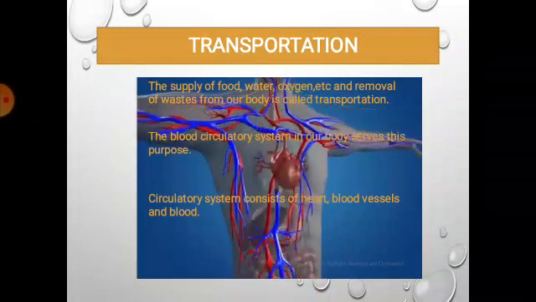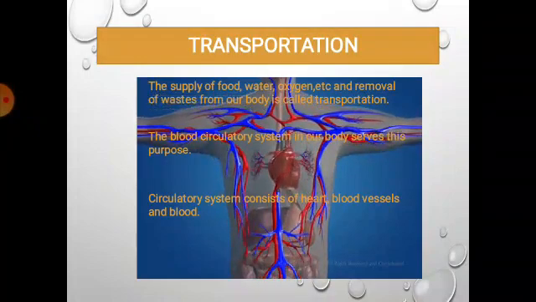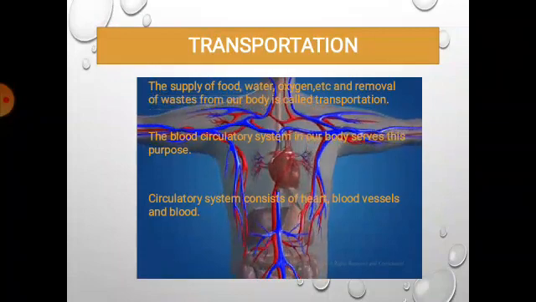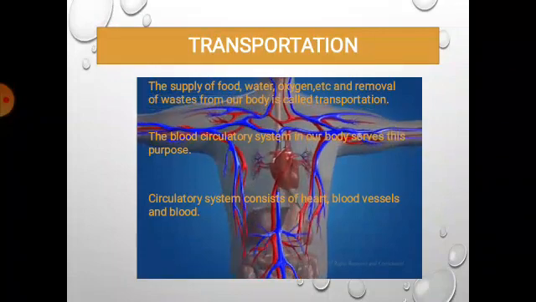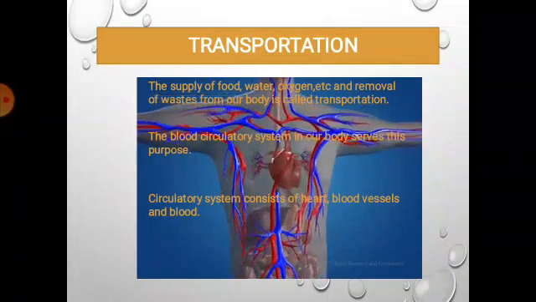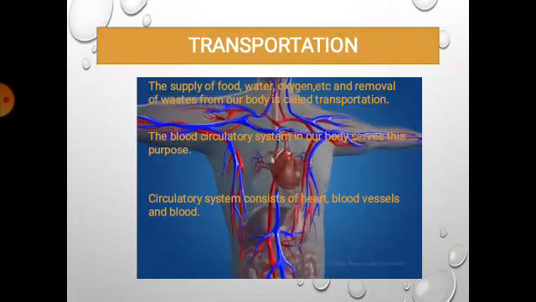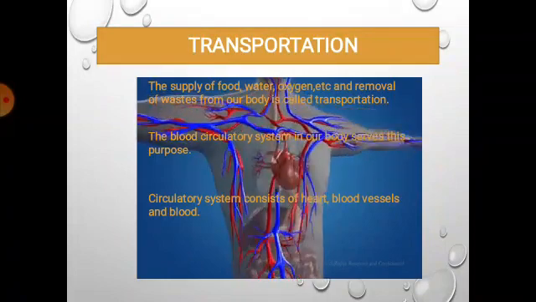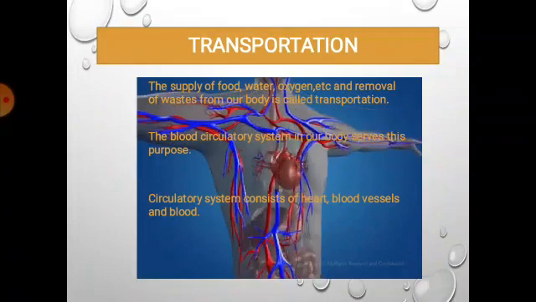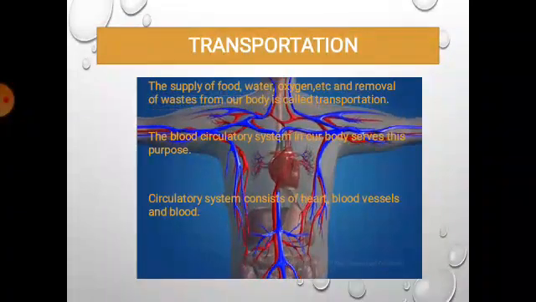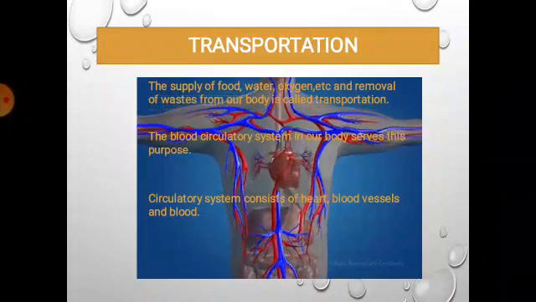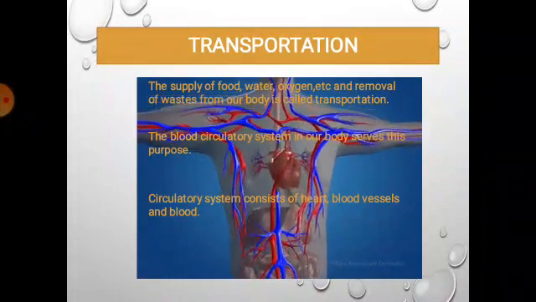The supply of food, water, oxygen and removal of waste from our body is called transportation. The blood circulatory system in our body serves this purpose. The circulatory system consists of heart, blood vessels and blood. Our heart is a pumping organ. It helps the blood in blood vessels. We will discuss these parts of the circulatory system one by one.